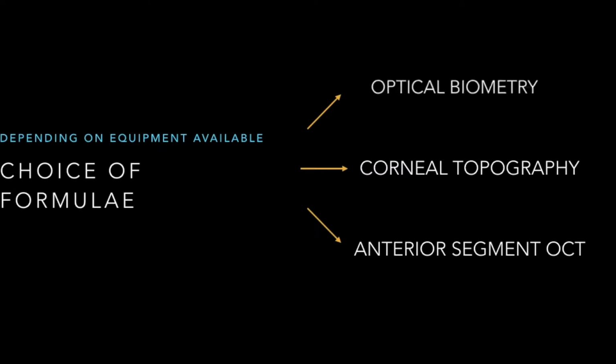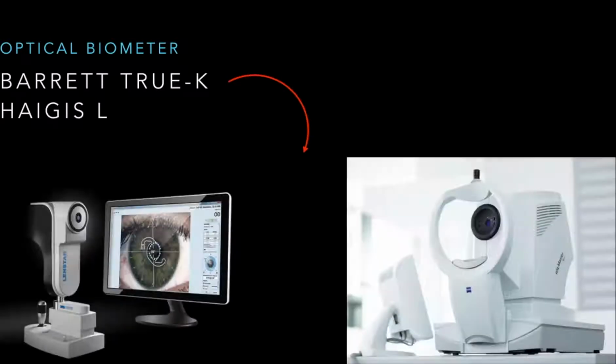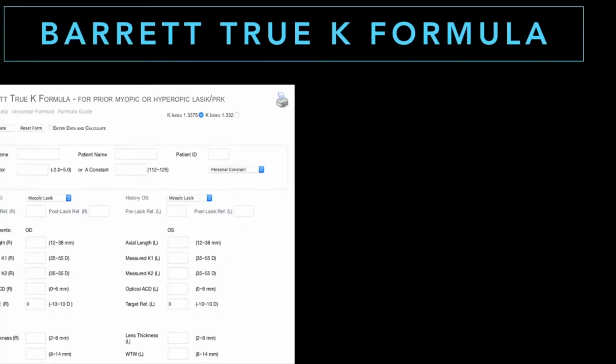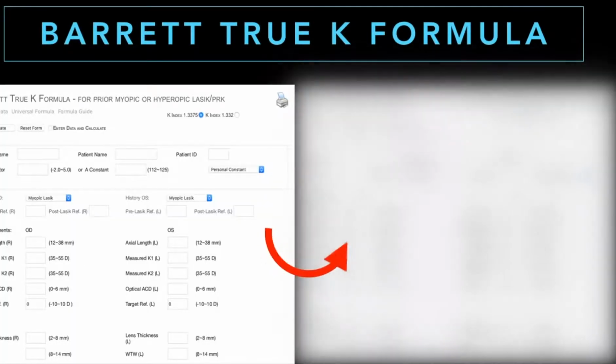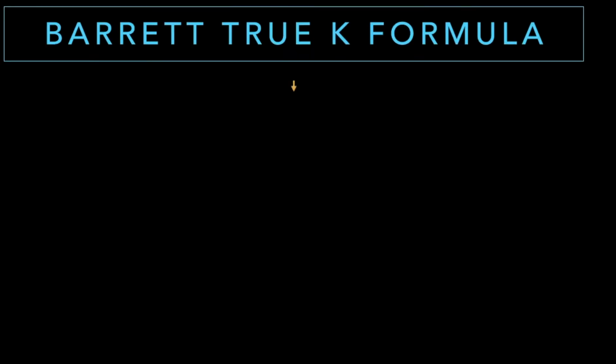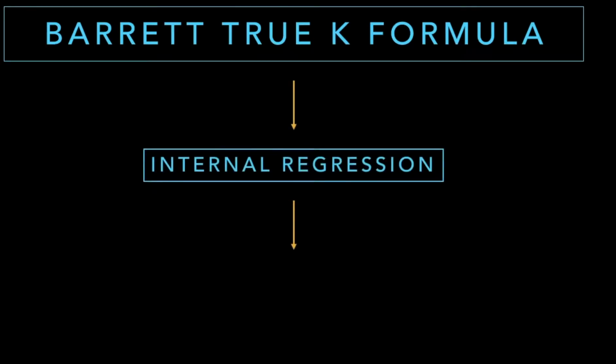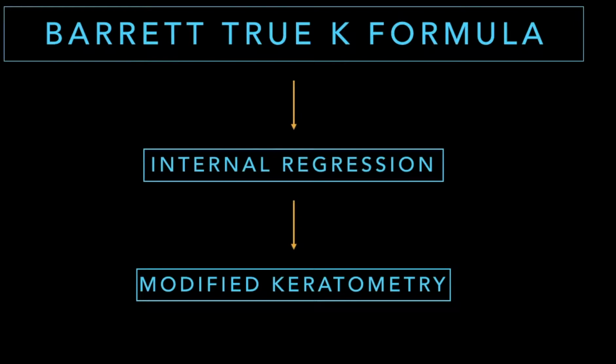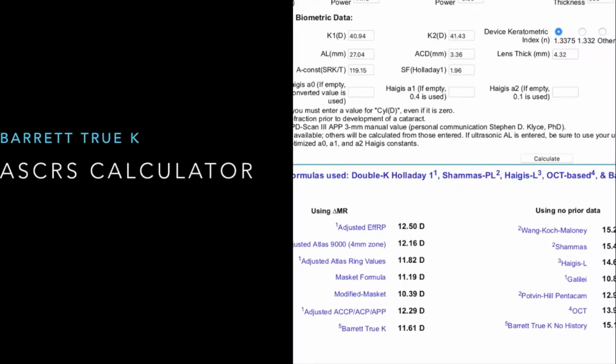If only an optical biometer is available, then both the Barrett's True-K and the Haigis-L formula may be used, both of which have been incorporated in the newer generation optical biometers. The Barrett True-K formula is based on the Barrett Universal 2 formula and uses an internal regression formula to calculate a modified keratometry value for post-LASIK eyes. This formula can also be accessed online at the ASCRS and the APACRS websites.